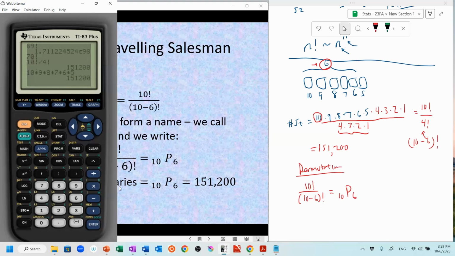So if I wanted to compute 10p6, I would type in 10, the first number that I'm interested in. Then I would go to my math menu, probability, and option 2 here, nPr. I would insert that operator. It's acting kind of like a plus sign between two numbers. And then I would enter 6. And I see again, I get 151,200.